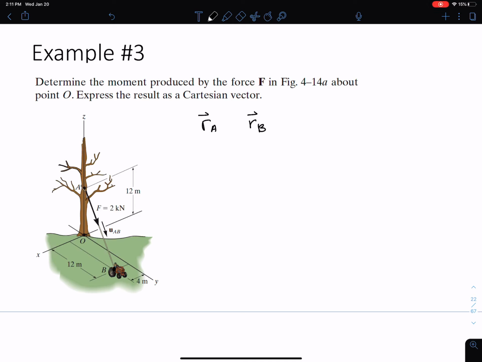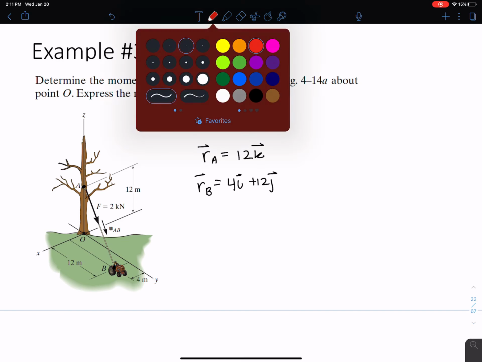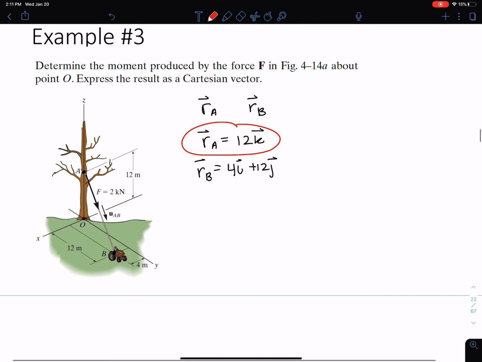I'm going to show you that RA here is just equal to 12 in the K direction, right? I only have A acting in the Z direction. RB is equal to 4 in the I direction plus 12 in the J direction. So it's just easier to use A because I only have one component in that direction instead of having to use B, which has two components. So I'm going to go ahead and go with that.